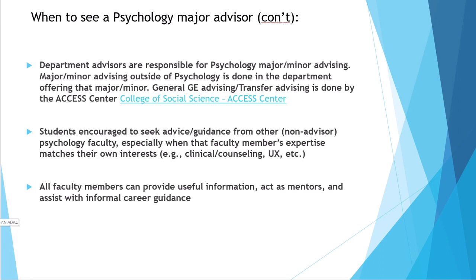We also strongly encourage you to ask your professors any questions that you may have, especially those instructors whose expertise matches your own interests. For instance, if you're interested in counseling psychology or clinical psychology, it would be very helpful to ask your professors for the courses you're taking in that area how they prepared for graduate school, or what they had to do to have the career that they have. You don't always have to come to the advisor specifically. You can also reach out to your instructors regarding general advice or guidance. They can provide very useful information to you as well.